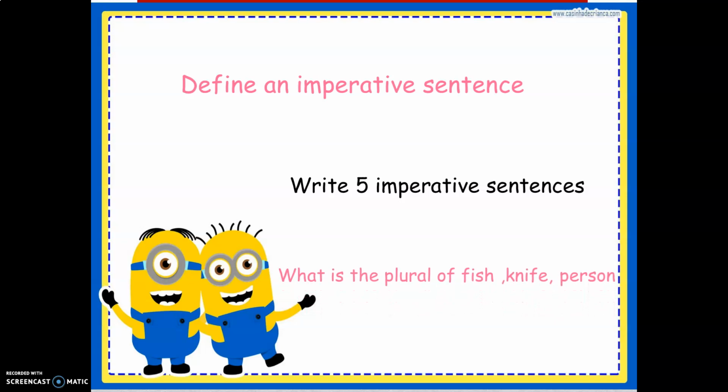Number 3. What is the plural of the word fish? The plural of fish is fish, the same. Knife, knives, person, people.